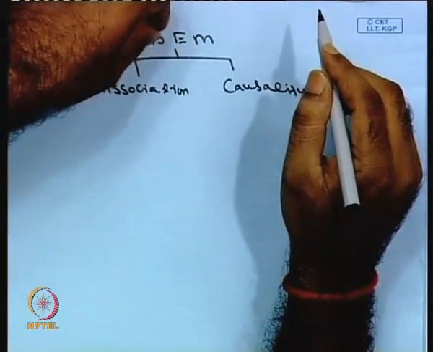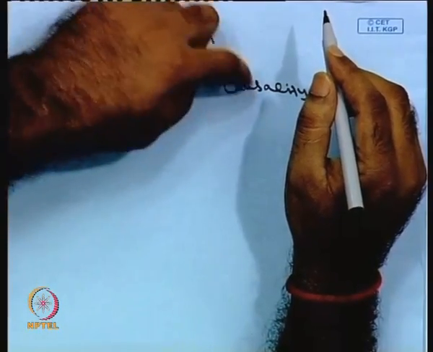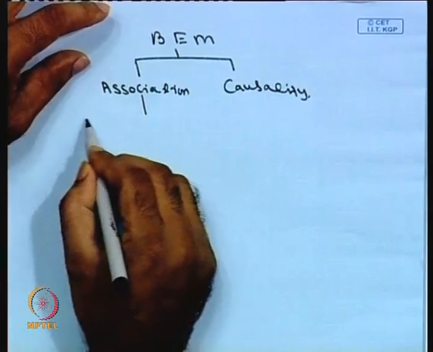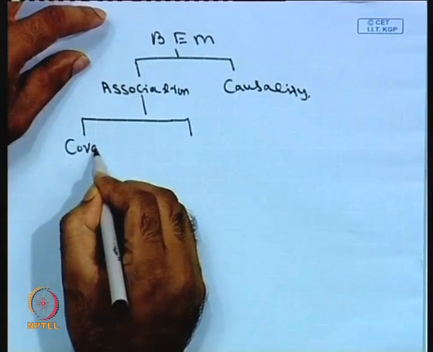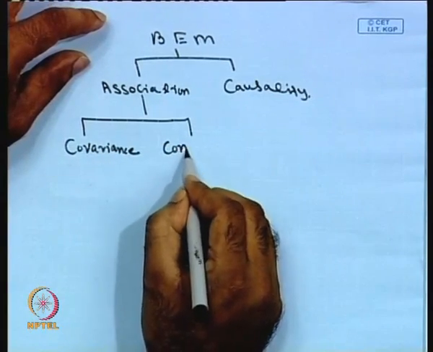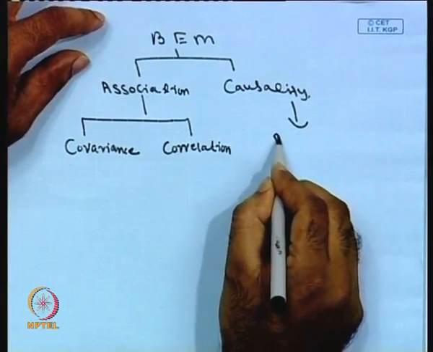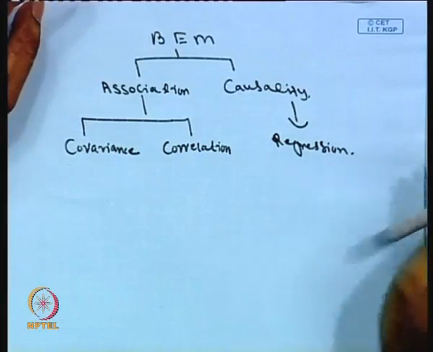So, in bivariate econometric modeling, we have two basic objectives, association and causality. We have altogether three forms of technique. In association, we have two different techniques called covariance and correlation, and in the case of causality we have a technique called regression. So, in the bivariate framework we have two different games: one is association between two variables and another is cause and effect relationship between two variables. As far as association is concerned, we can apply covariance and we can apply correlation.